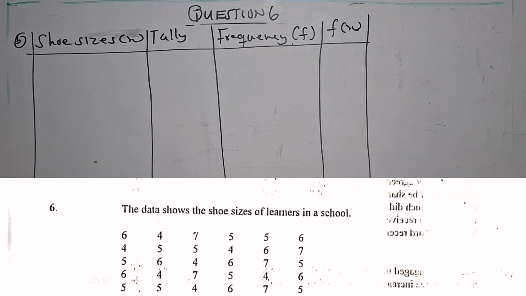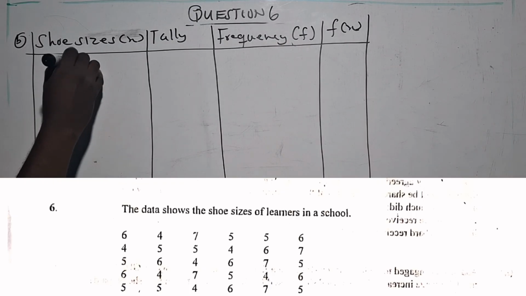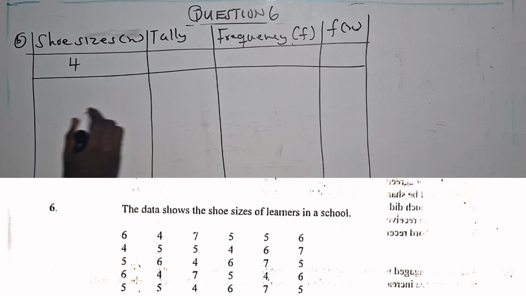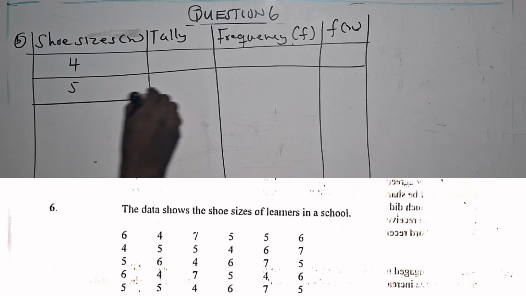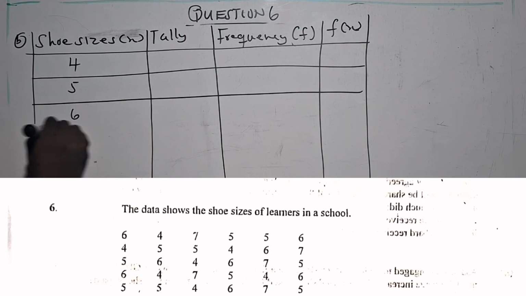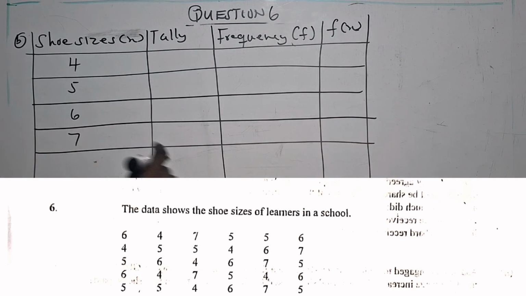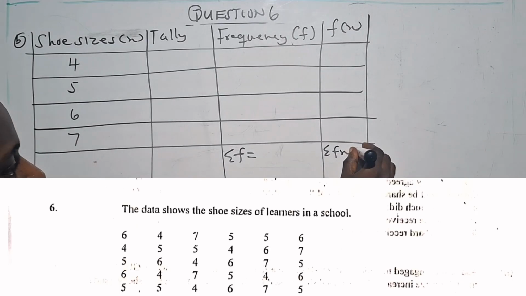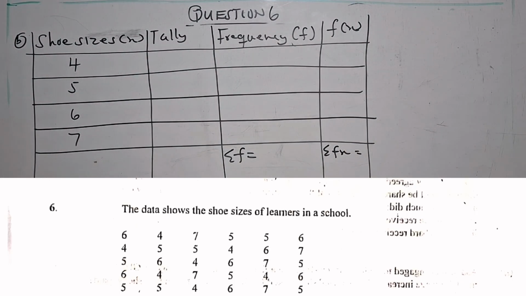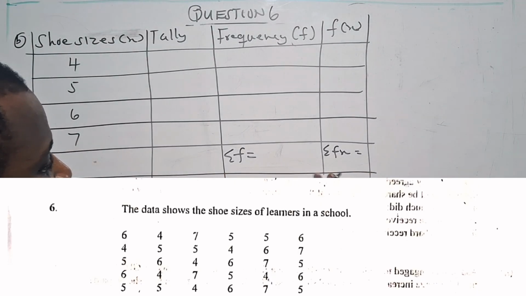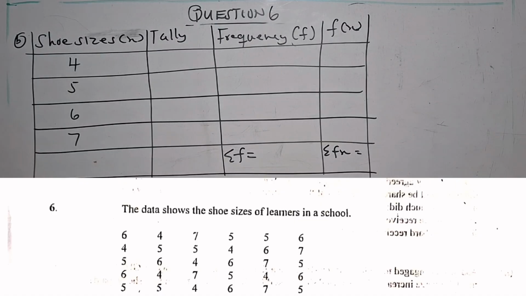You arrange it from the lowest shoe size to the highest shoe size. So we have our 4, we have our 5, we have our 6, then we have our 7. Then this one is going to give me our sigma F, the total of the frequency. Then we are going to have our sigma Fx. Let me underline it and close the table.